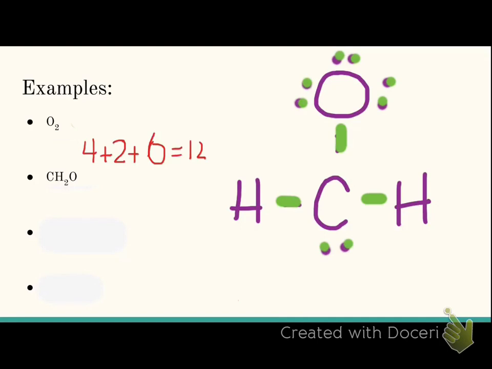So the only two things that I have lone pairs on would be my carbon and my oxygen. So I'm going to erase a lone pair from my carbon. I'm going to erase a lone pair from my oxygen. And then I'm going to put a double bond between them.